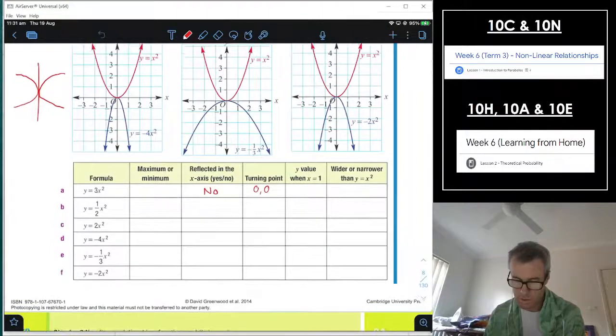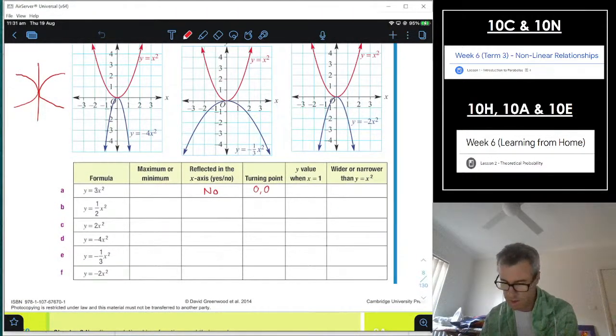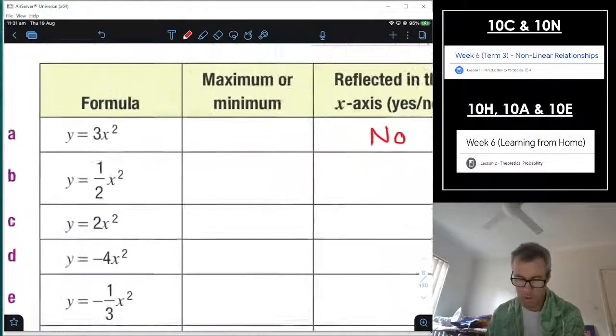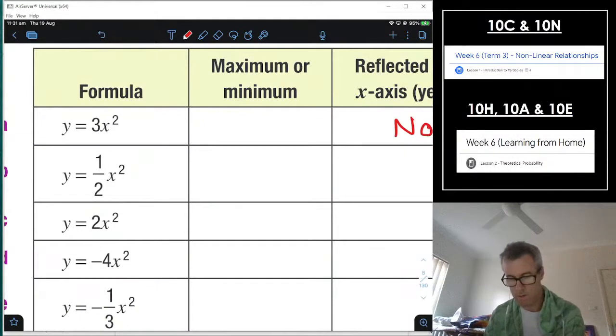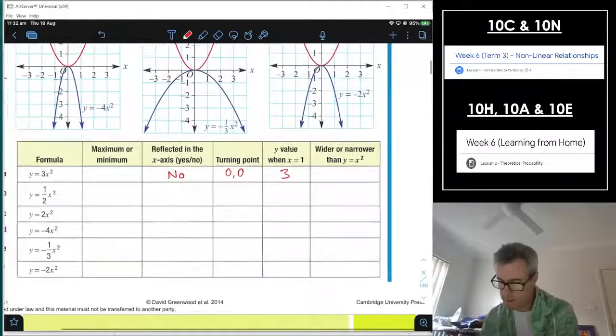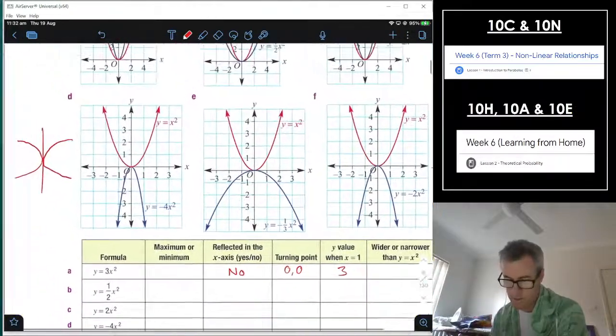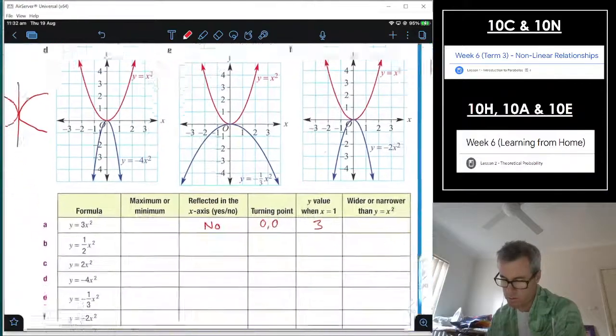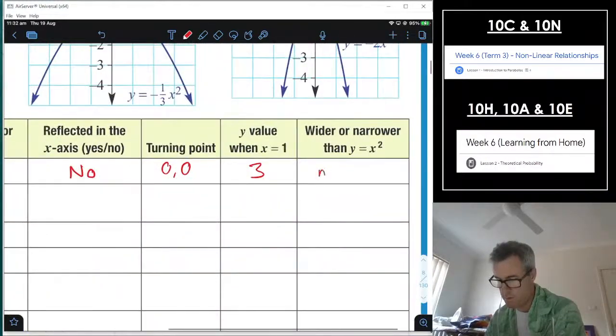So using this formula, when x is equal to 1, y is going to be equal to 3, because 1 squared is 1 times 3 is 3. Yeah, so that's that. Is it wider or narrower then? So, of course, it is narrower. So this formula is narrower.